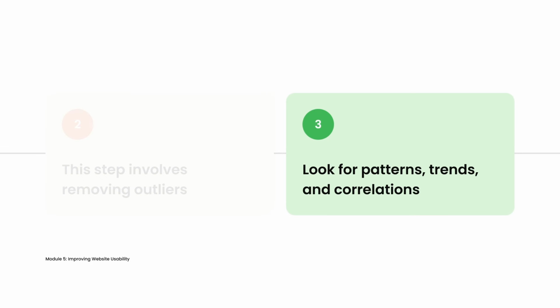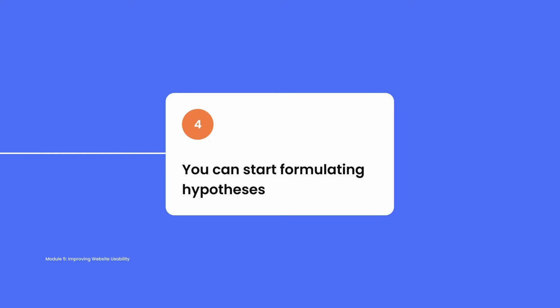Now let's dive into data analysis. Look for patterns, trends, and correlations that can provide insights into user behavior and potential usability issues. Visualizations such as graphs and charts can help identify these patterns. With a solid understanding of the data, you can start formulating hypotheses. These hypotheses should be based on your identified patterns and serve as the foundation for your data-driven strategy.